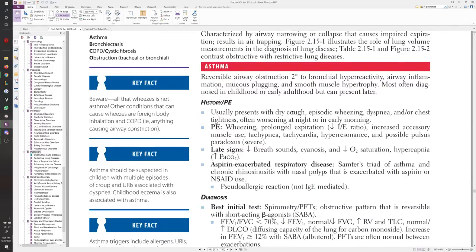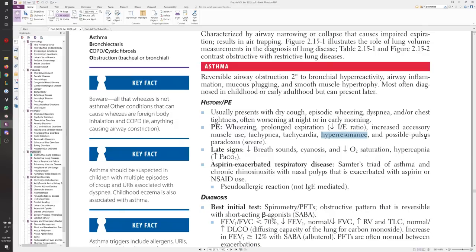Usually presents with a dry cough, episodic wheezing, dyspnea, and/or chest tightness, often worsening at night or in the early morning. Physical exam will show you wheezing, as it will in any obstructive lung disease. Prolonged expiration, which is a key part of obstructive lung disease because the obstruction is in getting air out. Increased accessory muscle use, tachypnea, tachycardia, hyperresonance. So we also have to revise our auscultation sounds that you hear, whether it's hyperresonance or not, and so on.